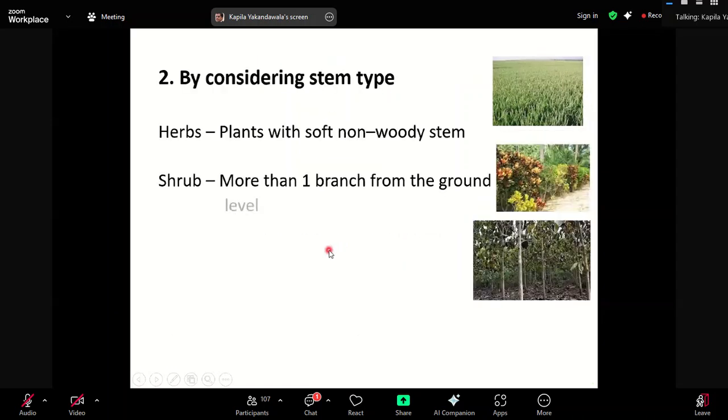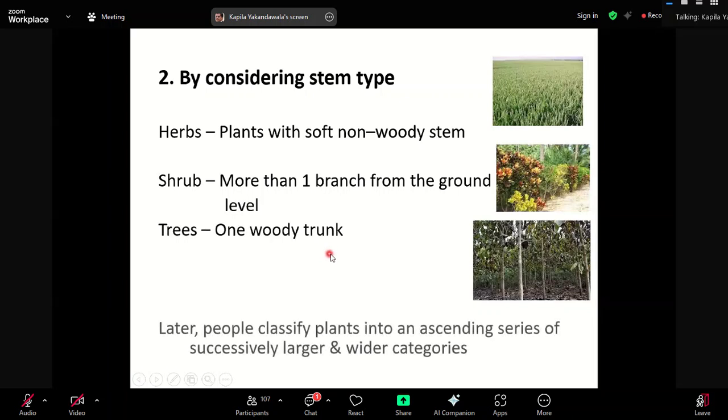Then we had another system: herbs, shrubs, trees. That system also didn't work properly because, as an example, tea. When you maintain a tea plant in a plantation, you maintain it as a shrub. But if you allow it to grow into its natural form, you can consider it a small tree, right? So there are certain disagreements and overlaps. So that was also not a good system. So later people classified plants into an ascending series of different categories.